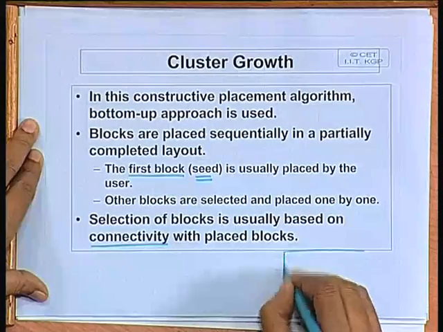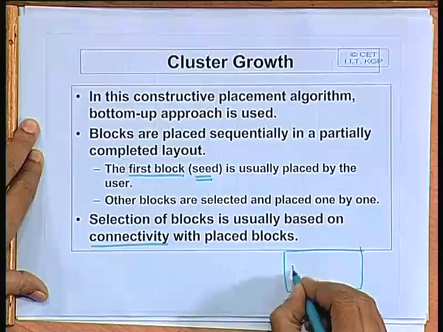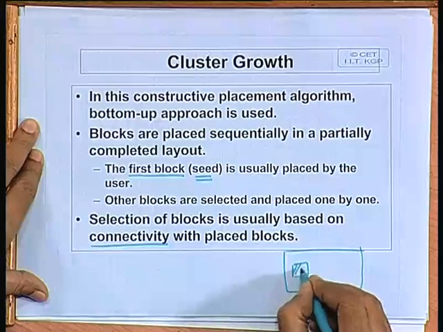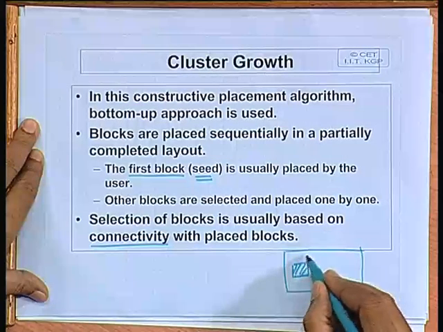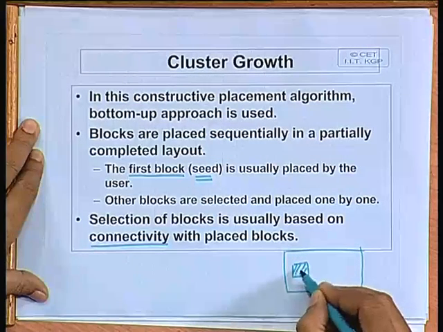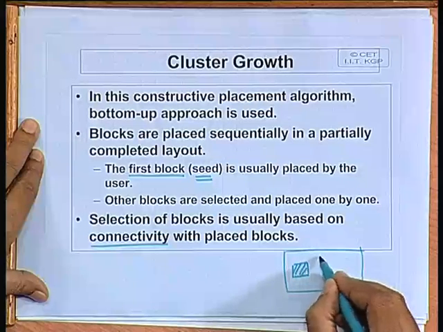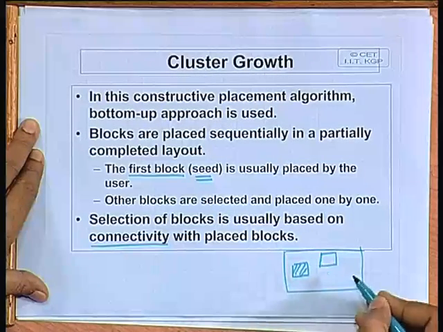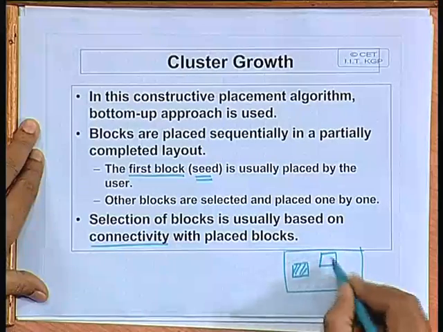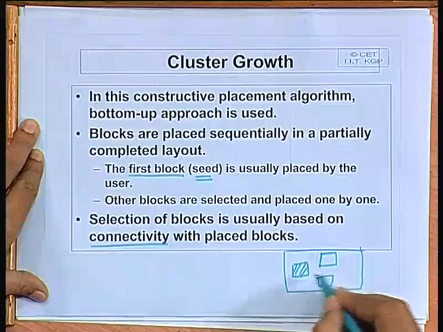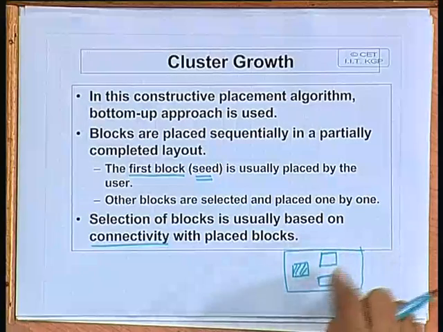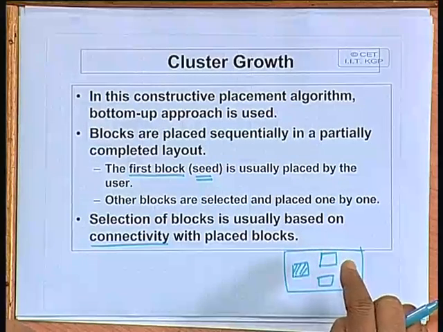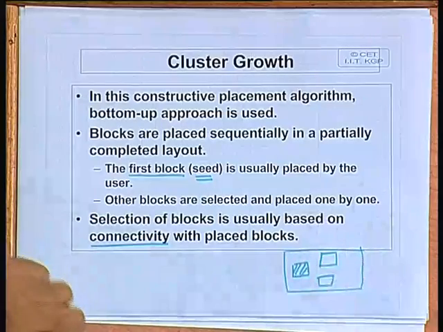So, you have a layout, you first put one block, this is the seed, then you select a block which is most closely connected to this, most strongly connected to this, place it. Then take another block which is strongly connected to this pair, place it. So, this way you go on, but there is no provision of moving a block around in the placement, you go on sequentially placing it.